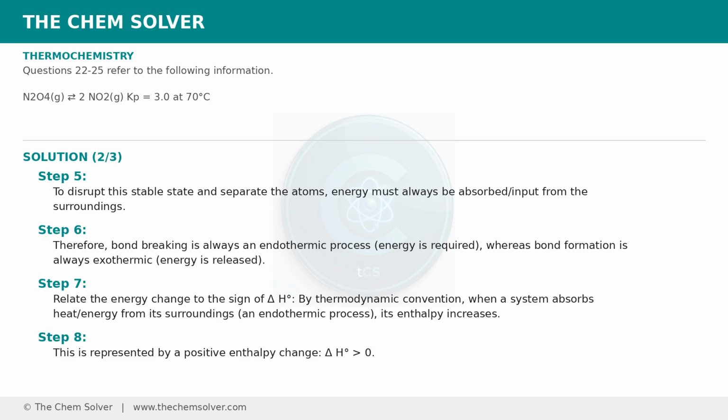Energy is released. Relate the energy change to the sign of delta H degrees. By thermodynamic convention, when a system absorbs heat/energy from its surroundings, an endothermic process, its enthalpy increases. This is represented by a positive enthalpy change, delta H degrees greater than 0.